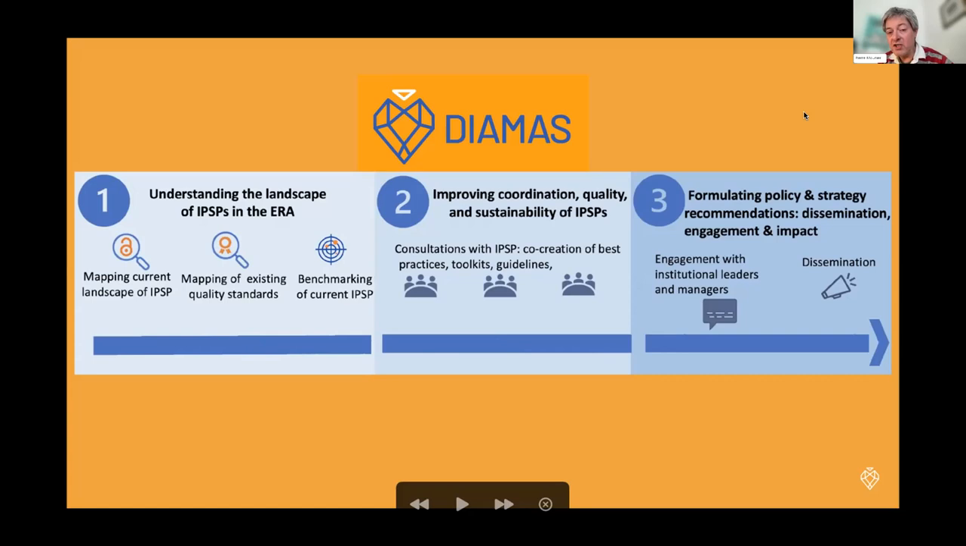The second step is to improve coordination, quality, and sustainability of these institutional publishing service providers. What we try to do is to develop a lot of resources, such as a common access point, toolkits, guidelines, best practice, and other resources. And we try to co-create those resources with the community, which is quite important.